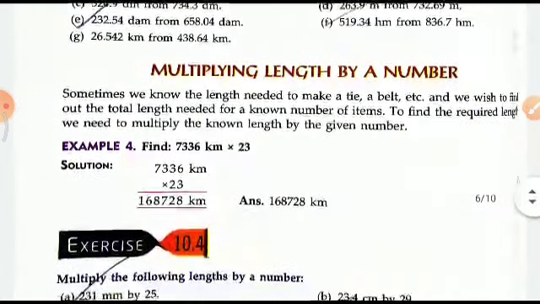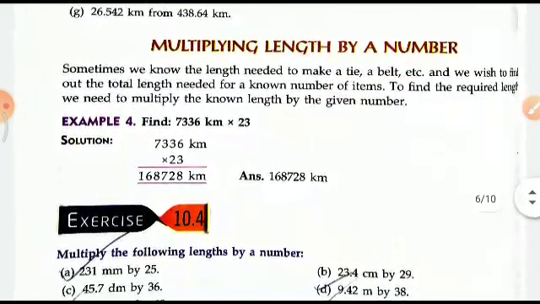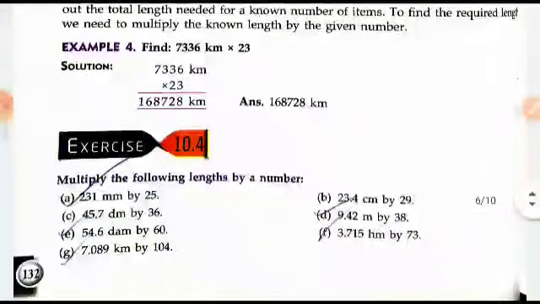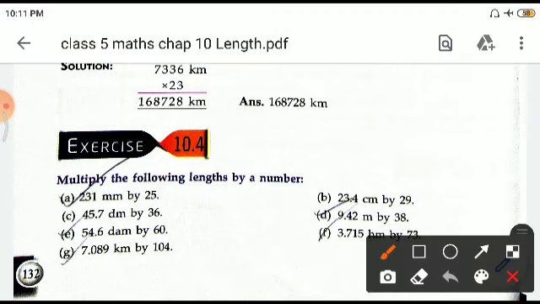Right? Now multiplying a length by a number is very much similar to normal multiplication, right? See in this example, 7336 kilometers into 23 comes out to be 168,728 kilometers, right?